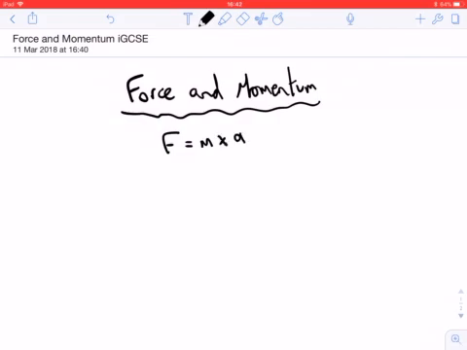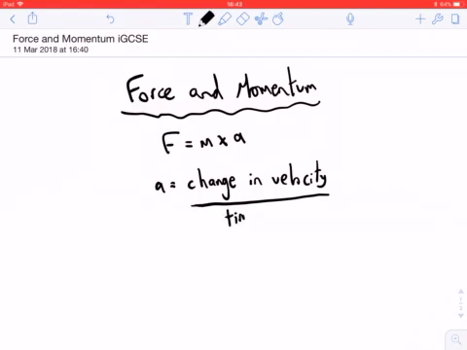Force is mass times acceleration. And let's think as well about the definition of acceleration. You may remember acceleration is the change in velocity divided by the time taken to change. So effectively the change in velocity per second.